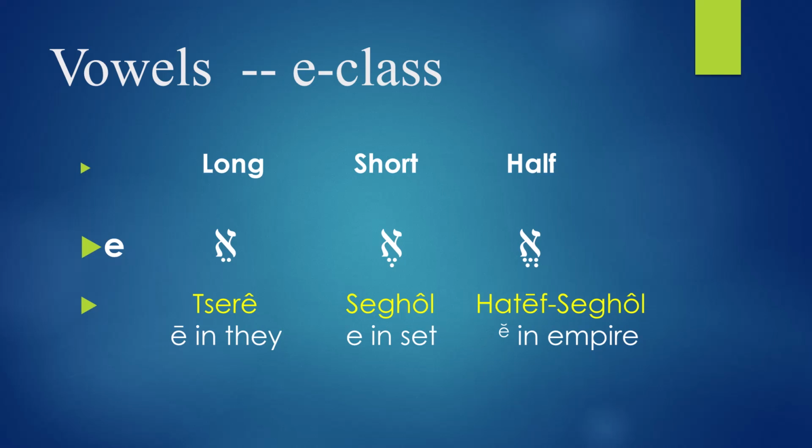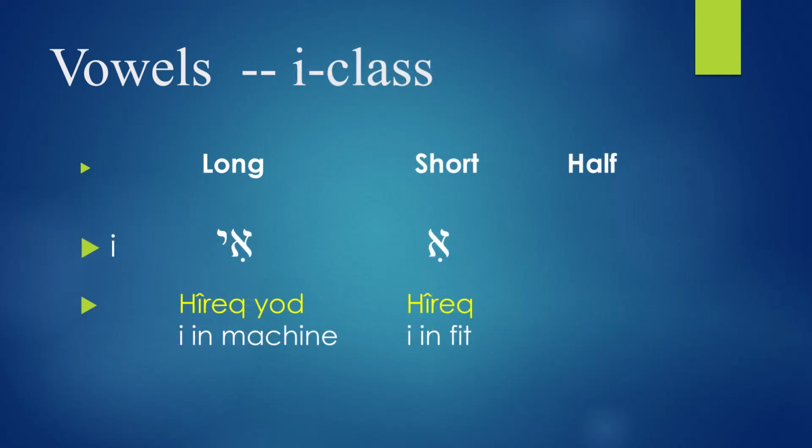Let's move on. And then we have I class vowels. On the I-class vowels, we have 2. On the long vowels, we have hirek yod. And hirek yod is making the long I sound, as in the word machine. And on the short vowels, we have hirek. Hirek is making the short I sound, as in the word feet.